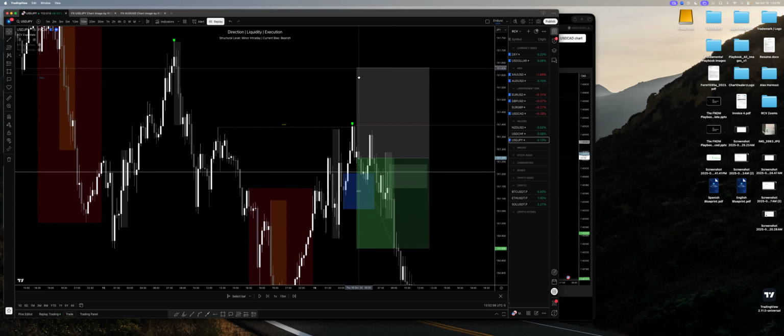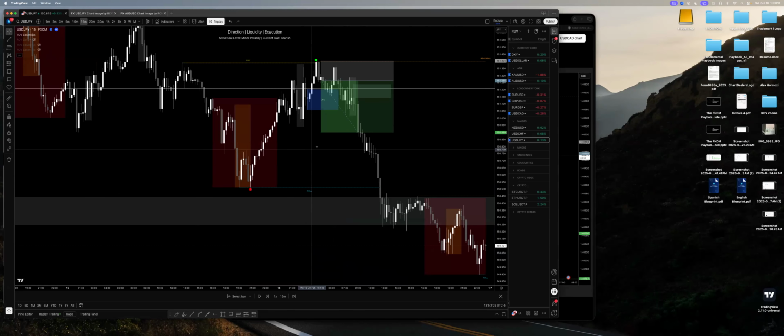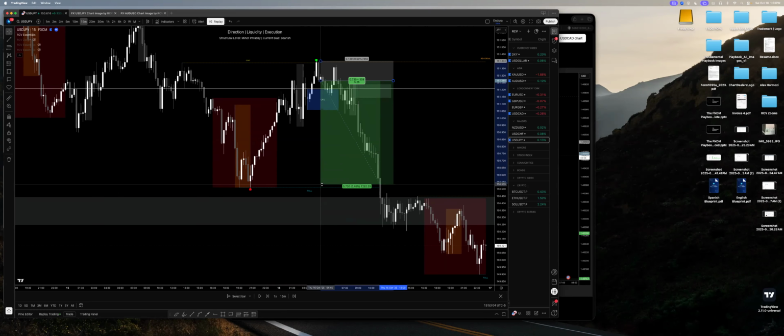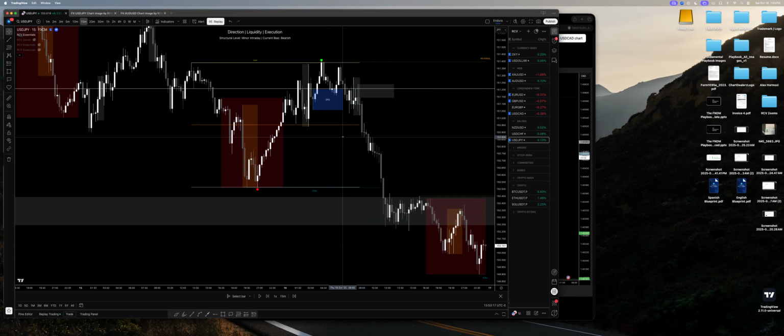But yes, you're right. Yes, this would have been a potential sweep trade based on the sweep here. And it's a 1 to 5. That's actually very good. Nice, nice. Yeah, that makes sense.